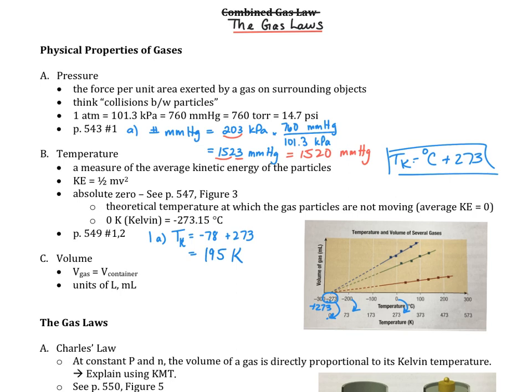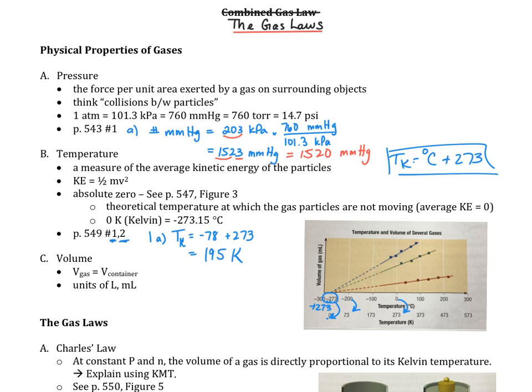Okay, so all temperature entries into formulas in the gases unit must be in Kelvin. So this needs to become second nature. So all of question 1 is like that. 2 just asks you to go back the other way. So if you're adding 273 to go from degrees Celsius to Kelvin, you'll just subtract 273 to go the other way. By far, the most common conversion you'll be doing is degrees Celsius to Kelvin.